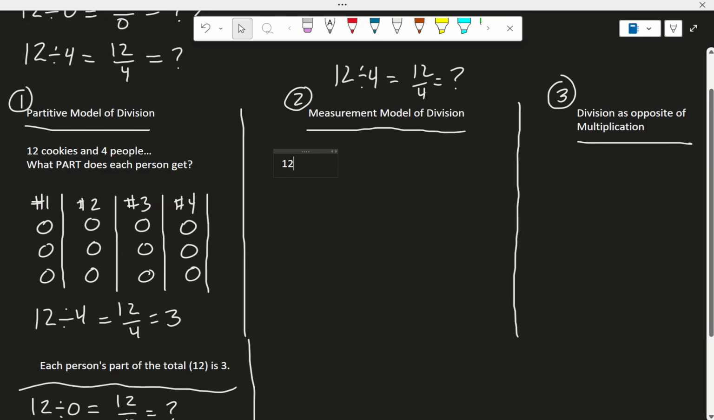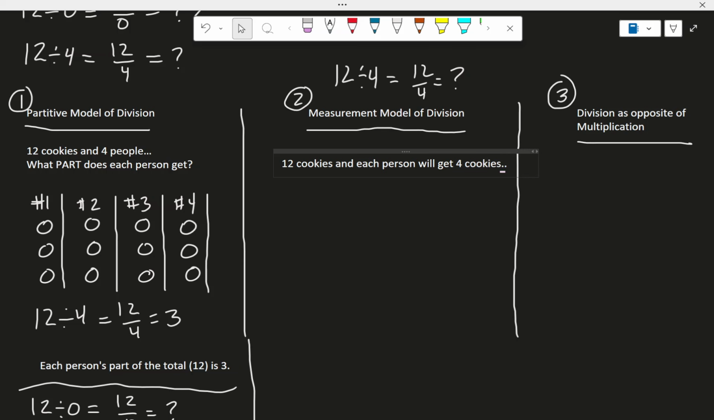So if we have 12 cookies and each person will get 4 cookies, okay? This time we know the members. We just got to figure out how many groups. We know that each person will get 4 cookies, but how many people could we serve this to? So how many people can I serve? Serve the 4 cookies to each. That's what we got to figure out.